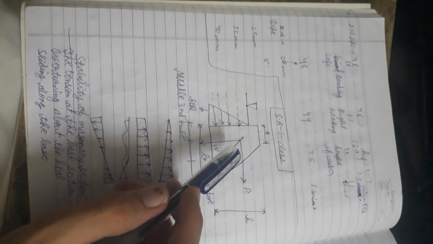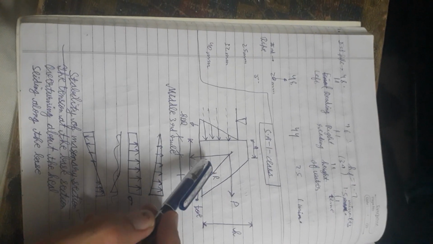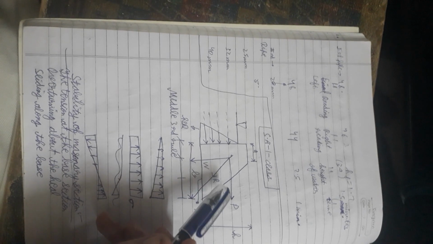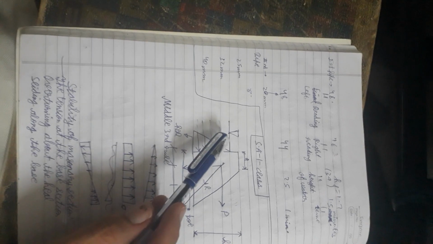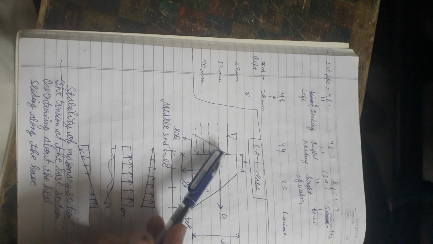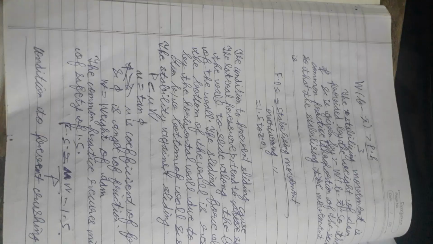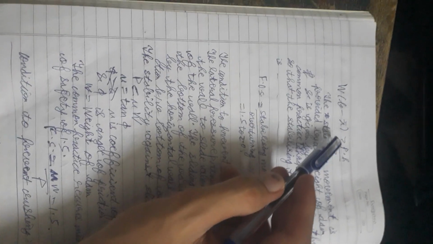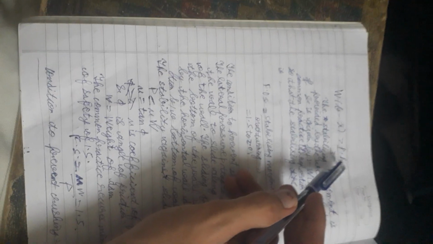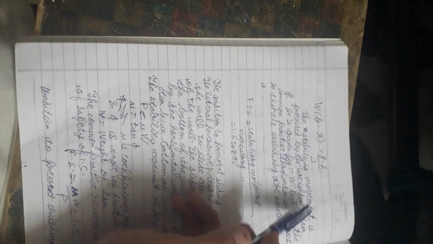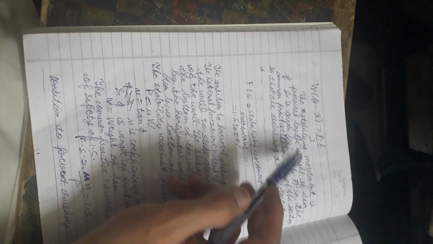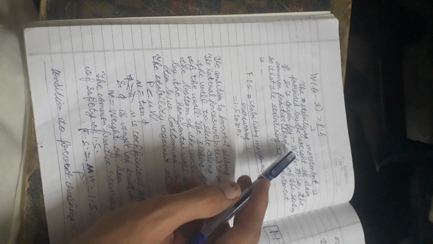Note, this is the heel, this is W, the weight, this is the reaction R, this is P, the force, this is the water level, this can be A, this is H. In this dam, W(B - X bar) is greater than P into H by 3. The stabilizing moment is provided by the weight of the dam and is given by W(B - X bar).